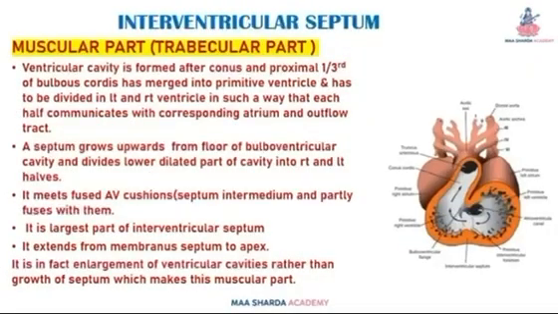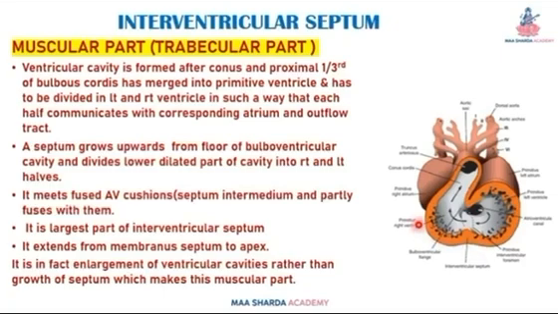Now the interventricular septum formation. Muscular part is formed. Muscular part is also called trabecular part. It is the largest part of interventricular septum. It extends from membranous septum to the apex.